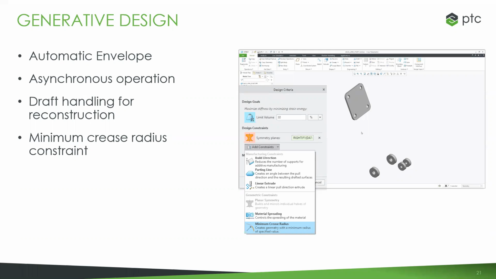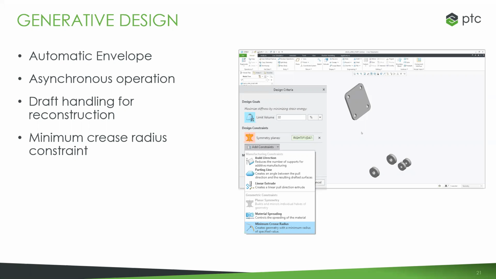From here, we also expanded our draft handling. One of the manufacturing optimizations that you can perform with generative is a casting with a parting line or a split line. So that's going to need a draft angle. And now with Creo 8, one of the things that we're able to do is reconstruct that straight to CAD geometry.